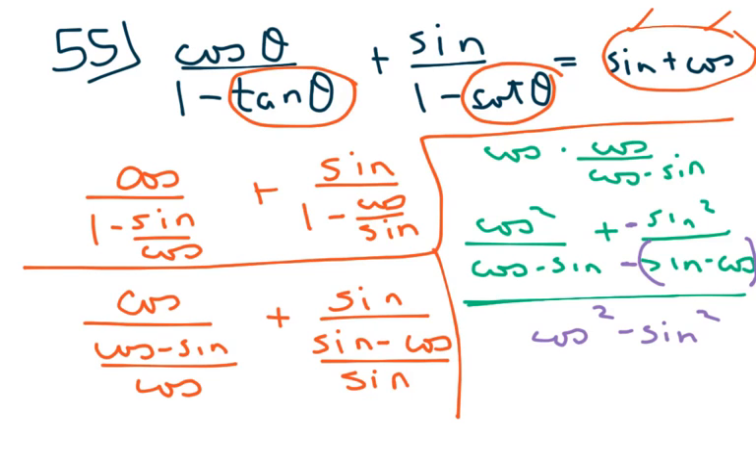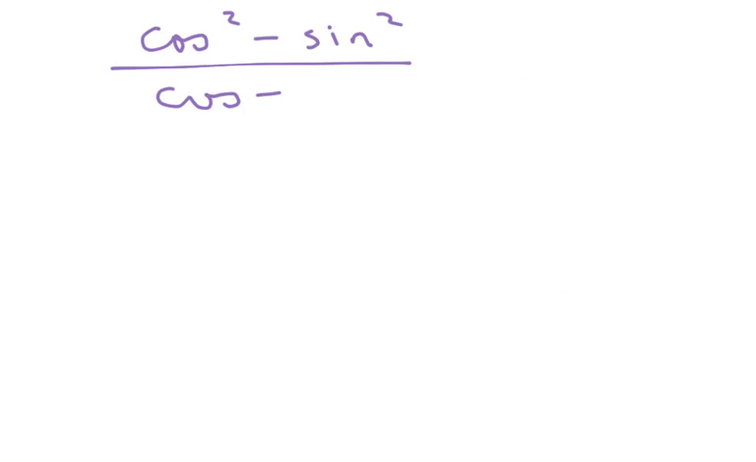And then this will flip, and this will be cosine minus sine. So I can write this as cosine minus sine here. So we have basically cosine squared minus sine squared over, what was it? Okay, cosine minus sine.